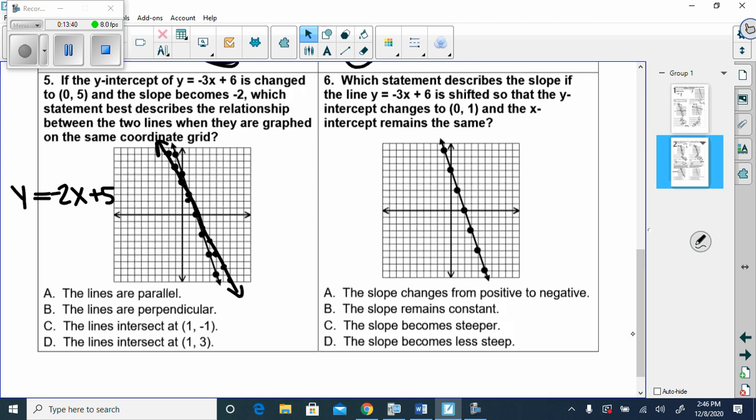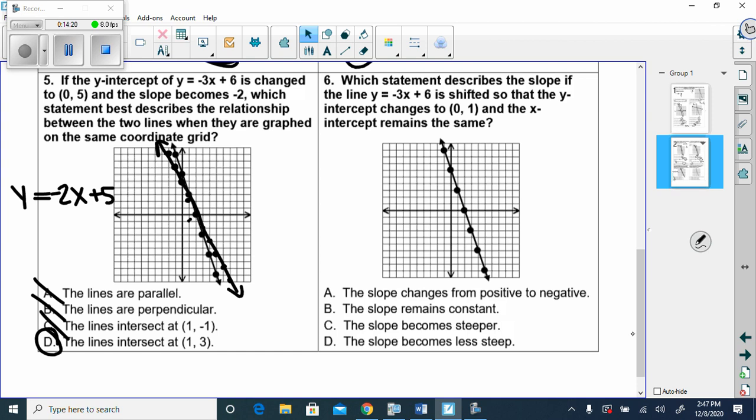Okay. So the first answer choice says that the lines are parallel. Is that true? Yes. No. Actually, it isn't, because they intersect. So right, parallel lines never intersect, so they can't be parallel. Okay. Perpendicular. Are these slopes the exact opposites of each other? So it can't be that. The lines intersect at the coordinate point 1, -1. That would be there. The lines intersect at 1, 3.